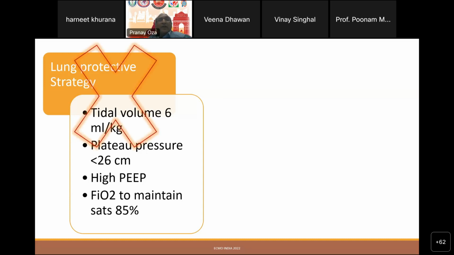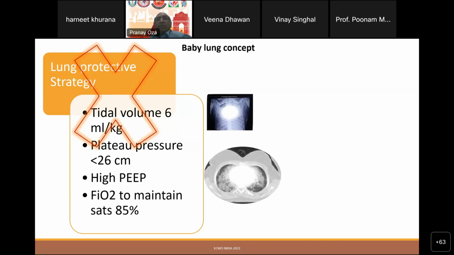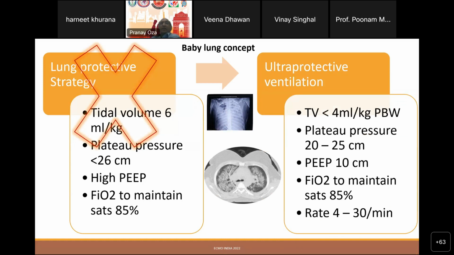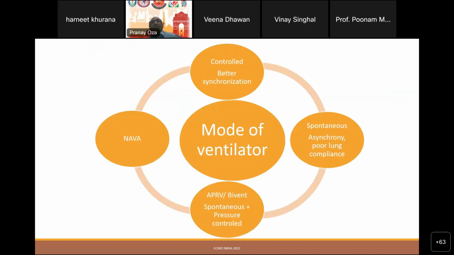But then after some time we thought that this is not the best strategy, because there is a concept like the baby lung concept. The lungs are very small in volume, which is functioning. So we came out with an ultra protective ventilation strategy with the tidal volume less than 4 ml, plateau pressure 20 to 25, PEEP of 10, and respiratory rate anywhere between 4 to 13. And this is the strategy we usually follow as ARDSNet protocols at this stage.